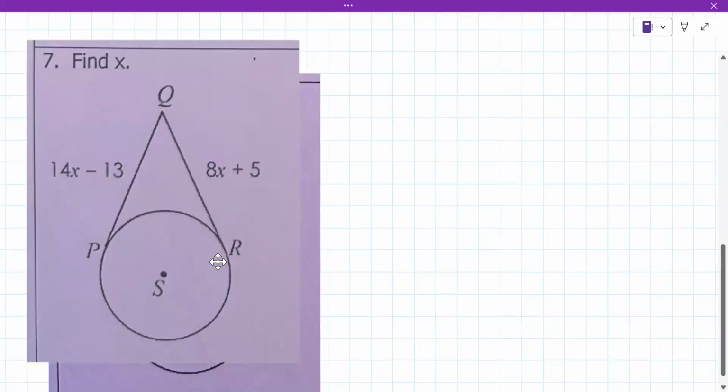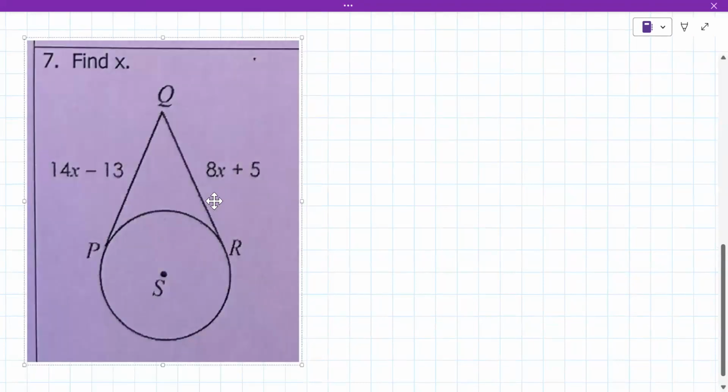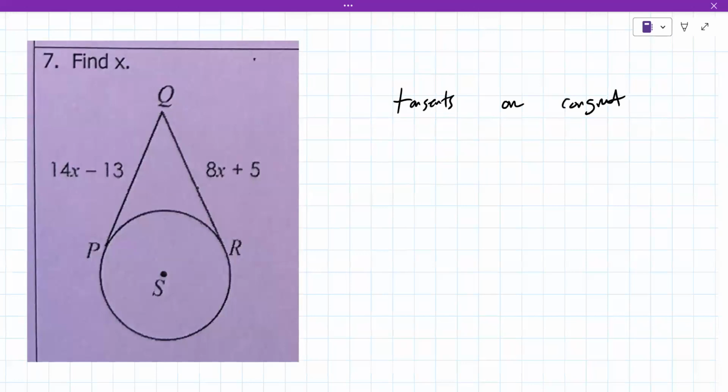All right, so here is a circle, and Q is tangent to the circle. Are you okay? Do you need a break? I'm fine. Just allergies. Q to P is tangent, Q to R is tangent. Do you see that? Yeah. So the tangents are congruent, which means that Q to P is congruent to Q to R.